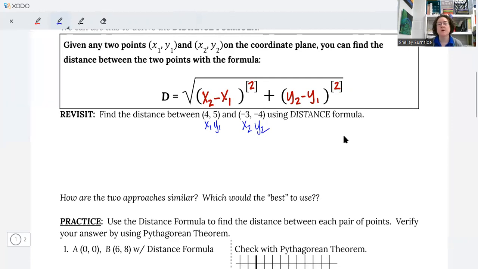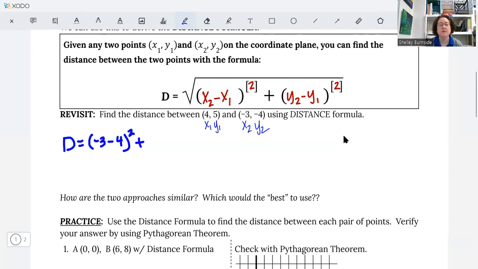Alrighty. And so if we plug that into the distance formula, that means our distance is going to equal our x2, which we've already labeled as -3, minus our x1, which is 4. That whole expression needs to be squared, plus we've got our y2, which is -4, minus our y1, which is 4 as well, but a positive, all squared, and the whole thing is underneath the square root. And so now let's just simplify. So -3 minus 4, that's going to give us a -7. Still has to be squared.